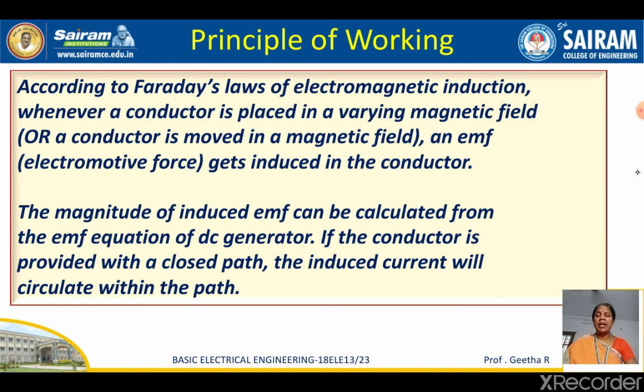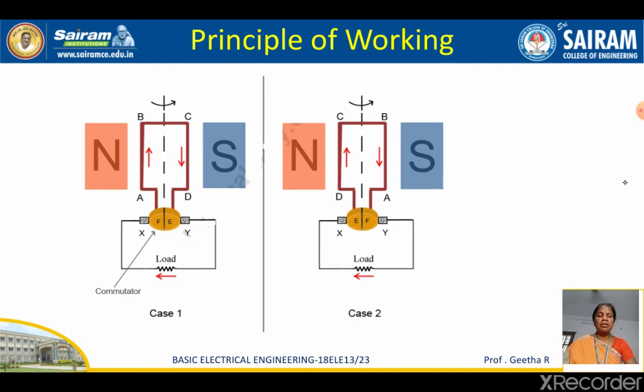The magnitude of such induced EMF can be calculated from the EMF equation of a DC generator. If the conductor is provided with a closed path, the induced current will circulate within the path. So you can have the magnetic system. In the magnetic system, you can see the coil is placed here. Two turns constitute one coil that is placed here. It can be rotated either in the clockwise direction or the anti-clockwise direction.